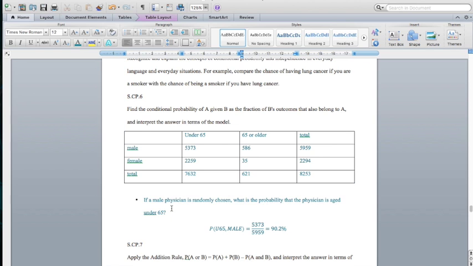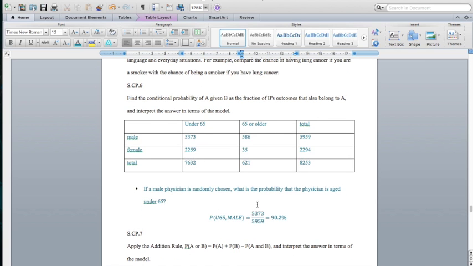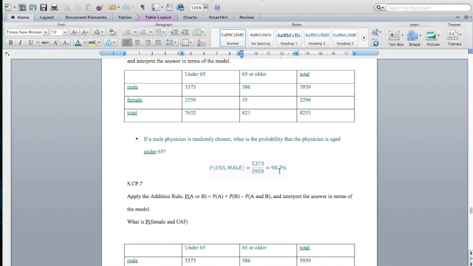So here is an example: if a male physician is randomly chosen, what is the probability that the physician is aged under 65? So in here, I took the probability of male and under 65, so this is male and under 65, over the total of males. So it's asking about the male physician and the probability if the physician is aged under 65. So it has a probability of 90.2%.